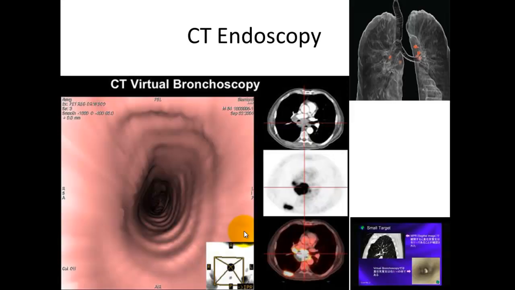Endoscopy is once again based on collection of data, and essentially we take these axial slices and manipulate them in such a way that we can now literally travel through parts of the anatomy.